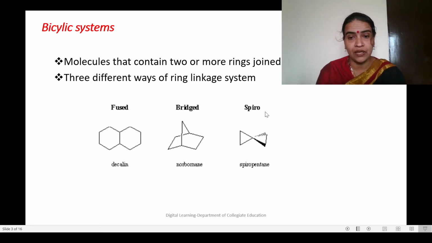Then here spiro, in this we have only one carbon atom in common. So these types of compounds are termed as spiro bicyclic system. This is fused bicyclic, for example decalene, bridged bicyclic, for example norborane, and spiro bicyclic compound, example spiropentane.